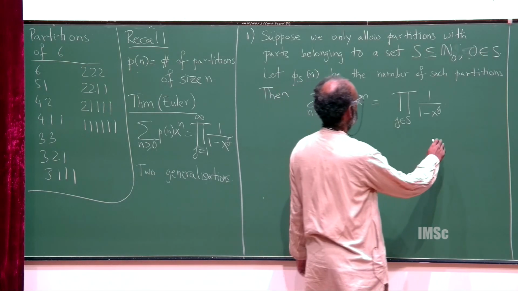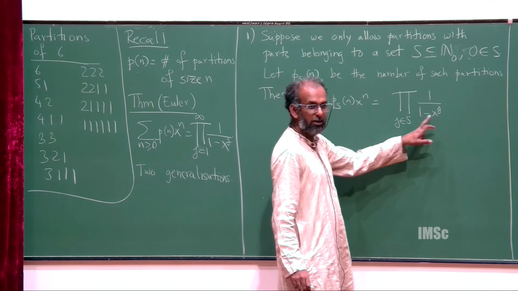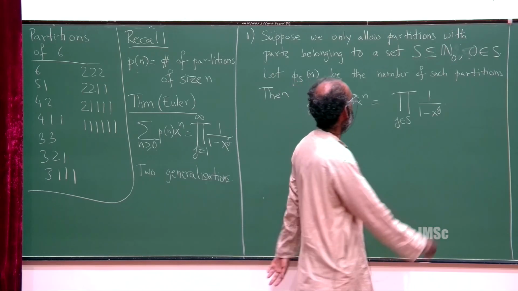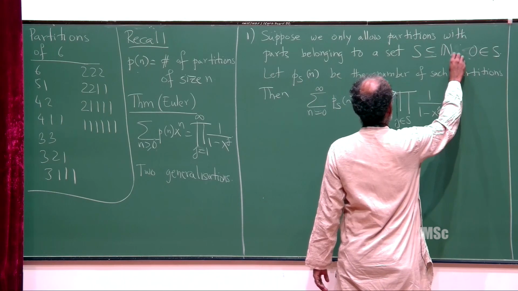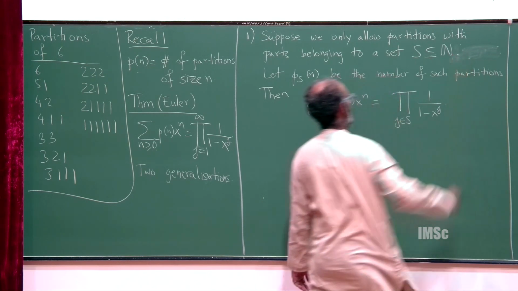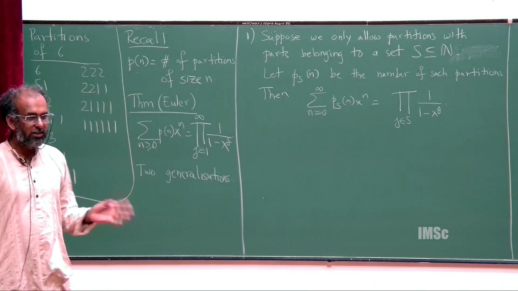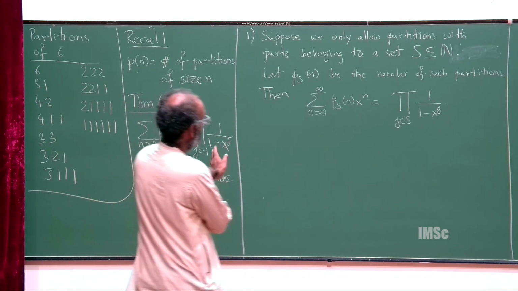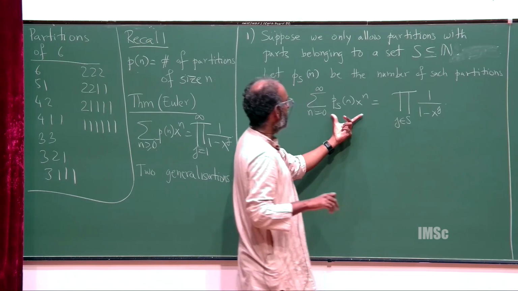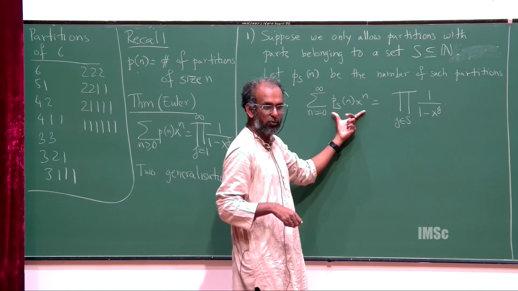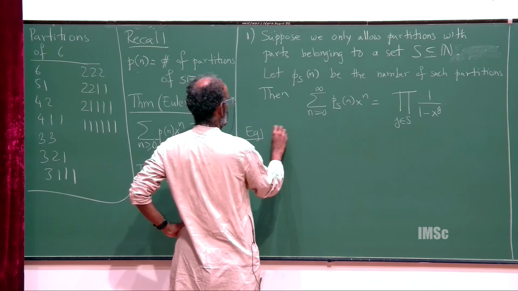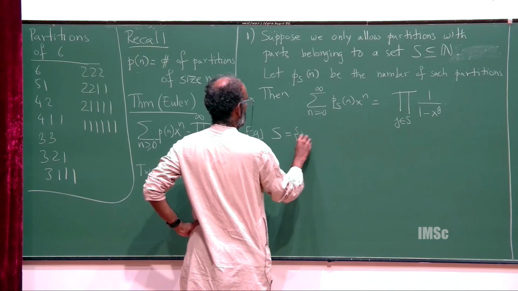Okay, maybe this is confusing because I don't want to take j equal to 0, because then I'll get 1 minus 1, which is 0. So okay, forget this. I think this is okay. So I allow partitions from some set of natural numbers, right? 1, 2, 3, 4, etc. And if I only want to count partitions of, let's say, odd numbers, let S be the odd numbers, 1, 3, 5, etc.